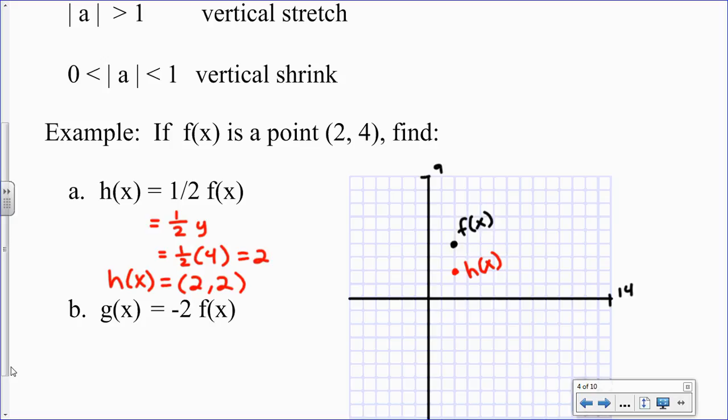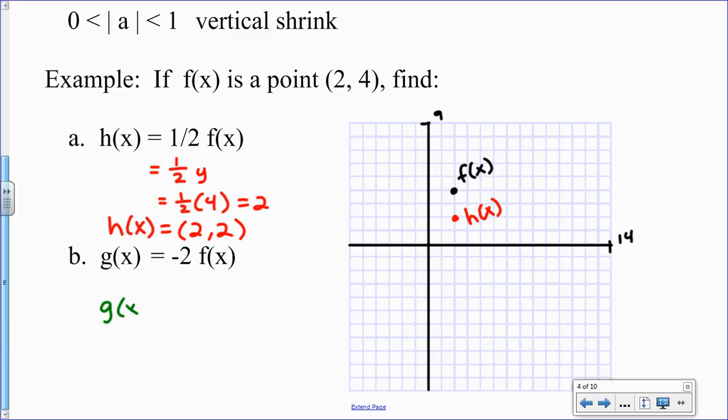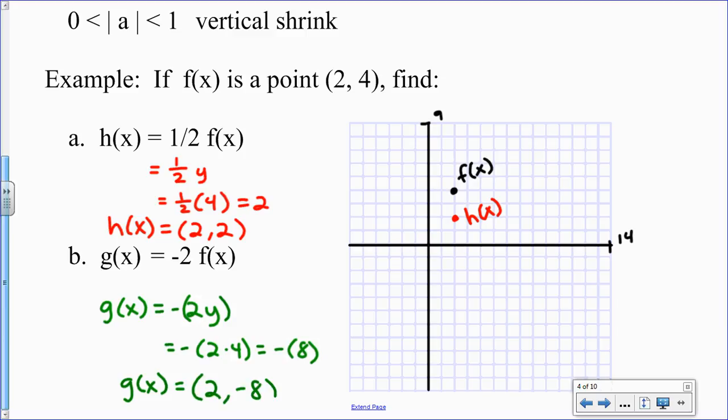Okay, so 2, 2 would be h of x. All right, same thing now, g of x. Again, I'm just going to leave this negative out front, and I'm going to do 2 times y, because f of x is another way to write y. So that's -8. And I'm just keeping it in parentheses just to emphasize that the negative does not make this a stretch or a shrink. It's the 8. So it's going to be 2, -8.